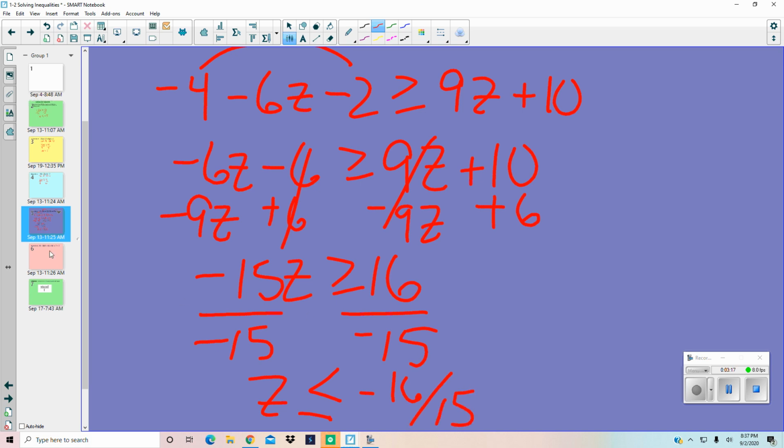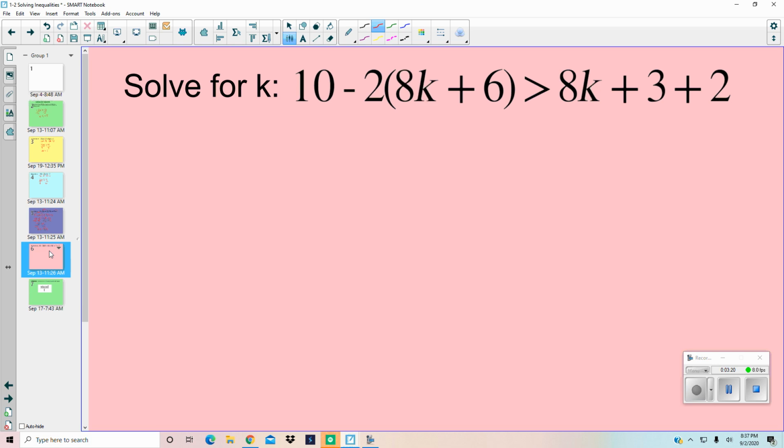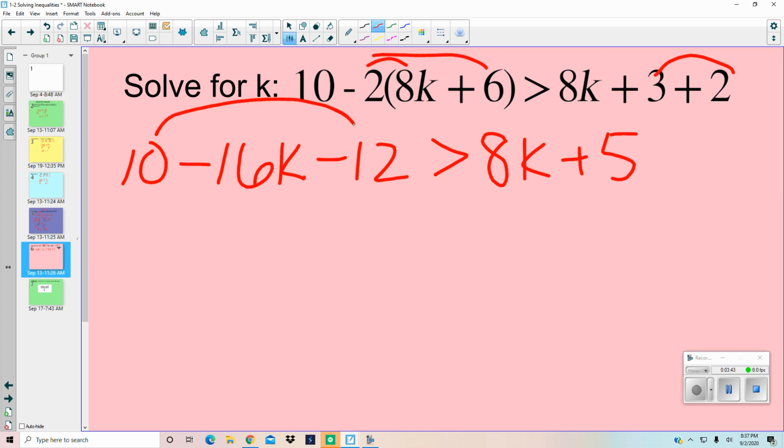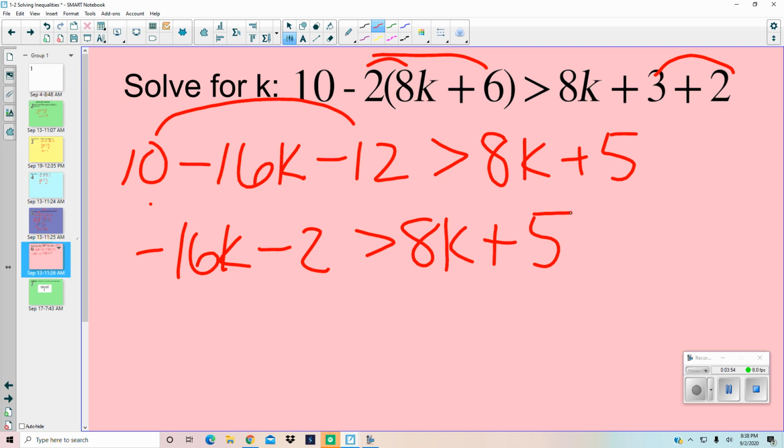Okay, let's do one more with a few steps. Let's get rid of the parentheses on the left side by distributing. So I would have negative 16k minus 12 when I multiply negative 2 times 6. On the right side, I'm going to put this 3 and 2 together and make it a 5. So now when I look at it, I can see I have 2 constants on the left side that I want to put together. Positive 10 and negative 12 is negative 2. Then I still have 8k plus 5 on the right side.